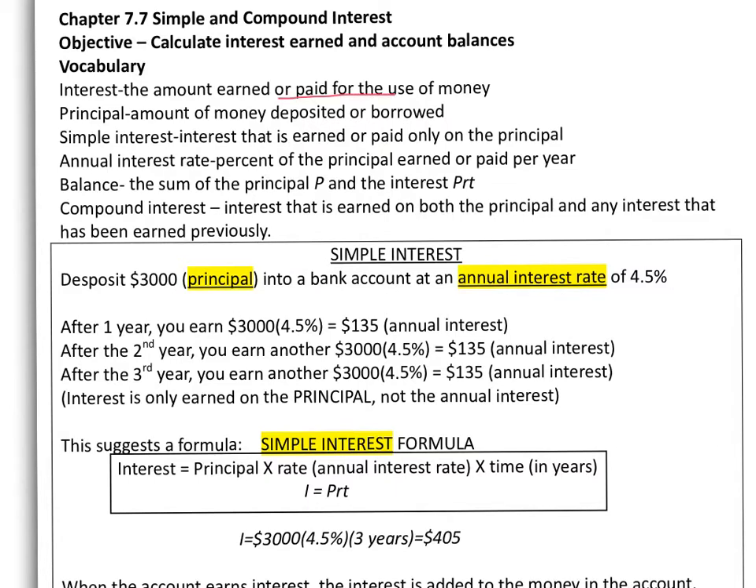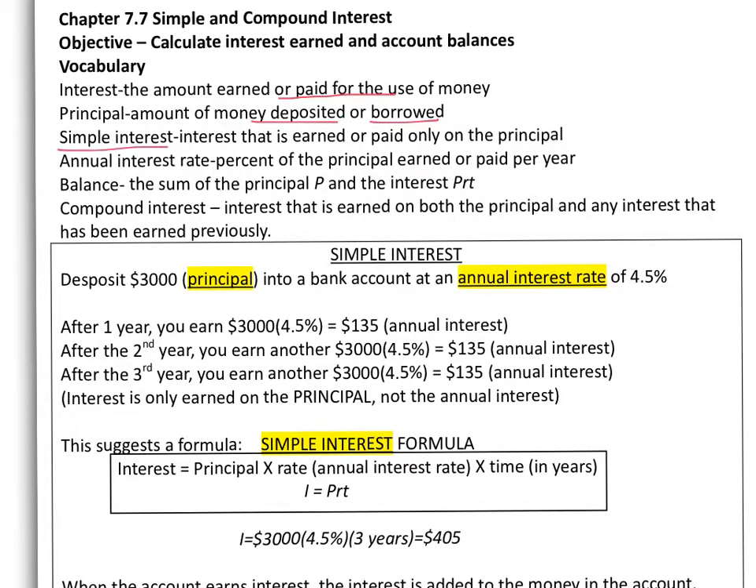For example, if you put money in the bank, specifically in your savings account, then the bank could use your money for other things, and they would have to pay you interest for it. The principal is the amount of money deposited or borrowed.